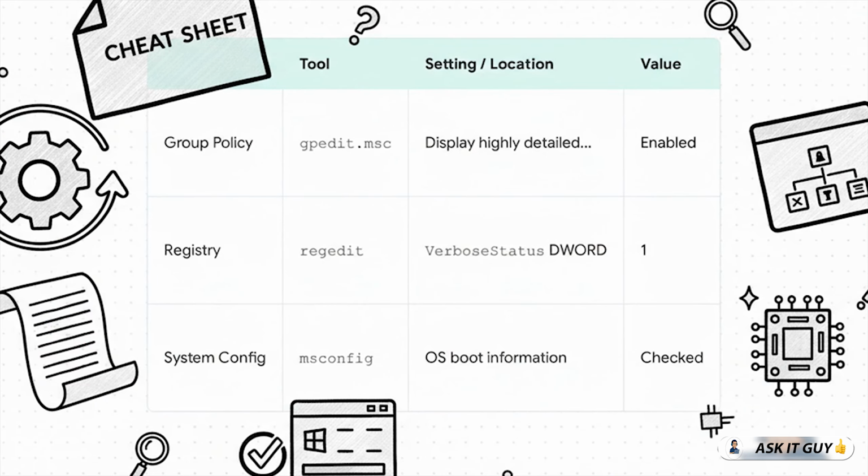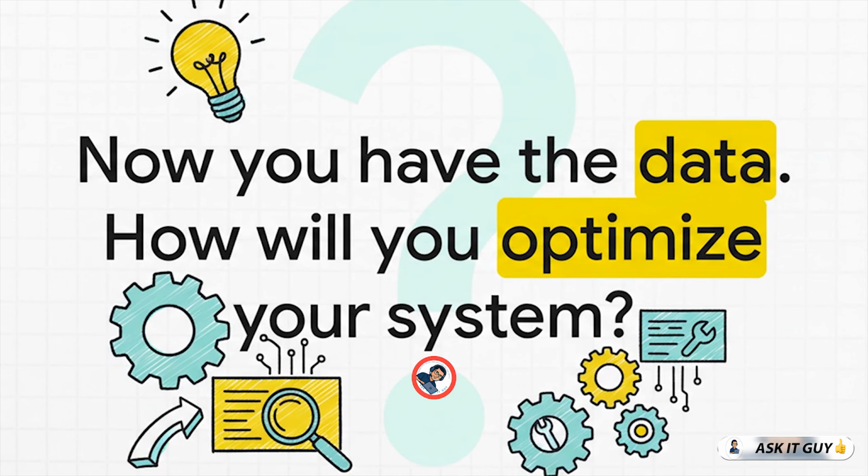And here's just a quick little summary of everything we've covered. Whether you like the high-level control of group policy, the direct approach of the registry editor, or just the simple click and go of msconfig, you've now got a method that'll work for you. So, there you have it. We've armed you with the ability to see exactly what your computer is doing. You are no longer in the dark. The next time you face a slowdown, you'll have the data you need to figure out why. So the only question left is, what are you going to do with this newfound power to optimize your system?